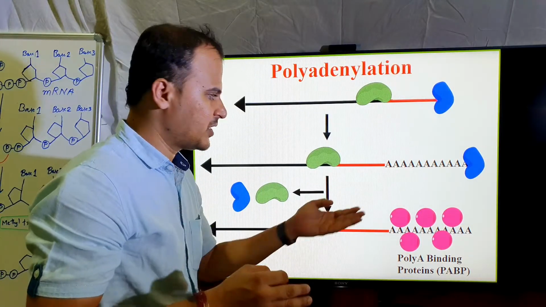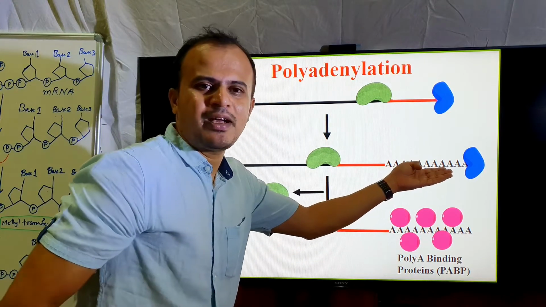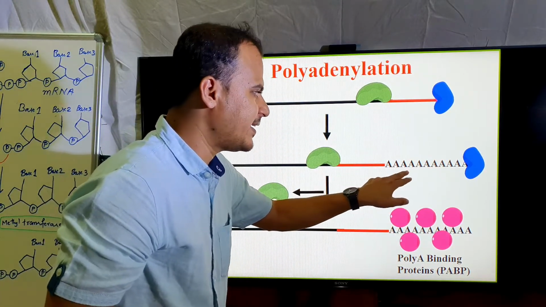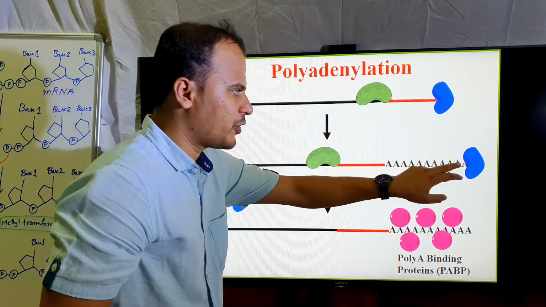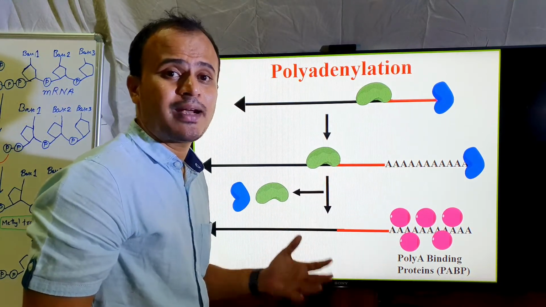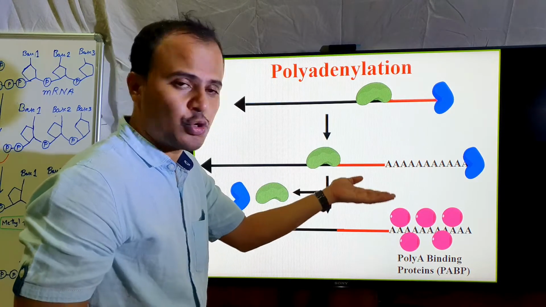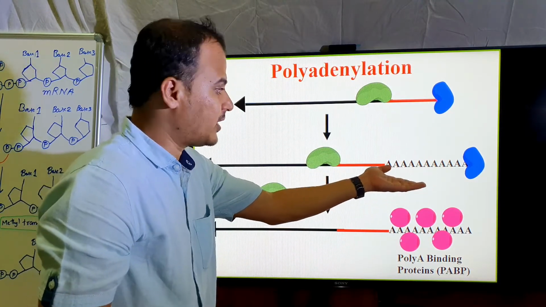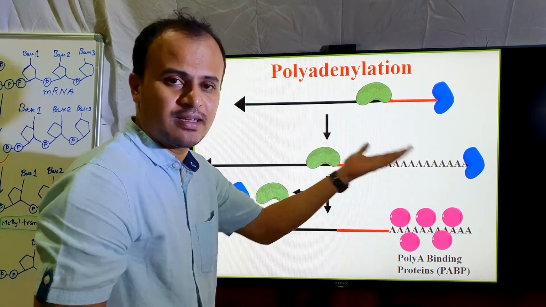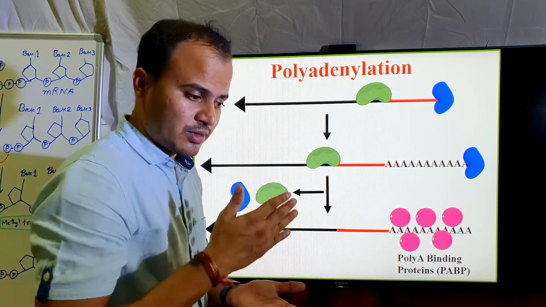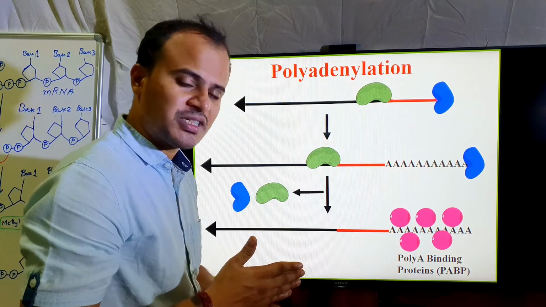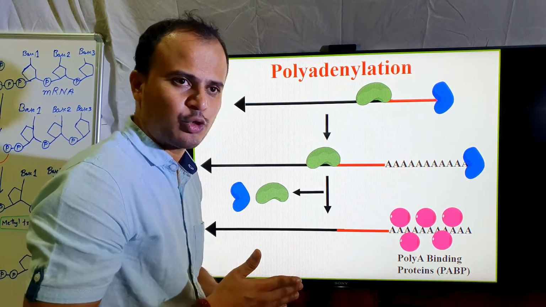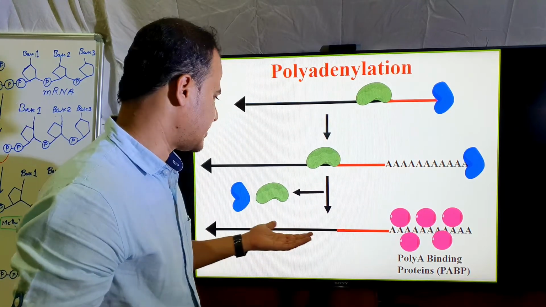Next, the adenosine nucleotides are added to the 3' end of the mRNA. You can see in this picture that it is adding the adenosine nucleotides in a template independent manner. There is no DNA or RNA template to give direction for the poly-A polymerase. It is itself adding several adenosine residues. The number of adenosine residues that are added can vary from 50 to 300 nucleotides.